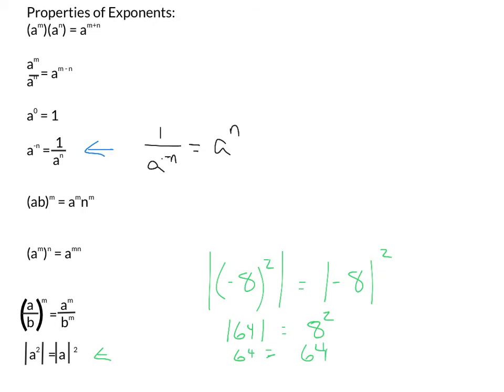And the reason this works is because anytime you square a number, the negative times a negative makes it a positive number. I encourage you to pause this screen as necessary and add these properties to your notes before we move on to the next slide. Okay, here I have more examples for you.